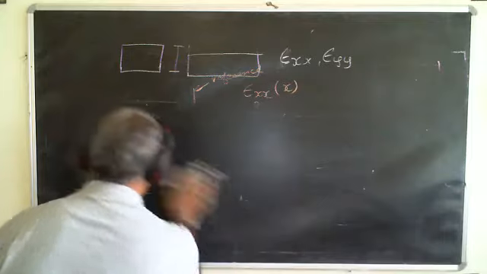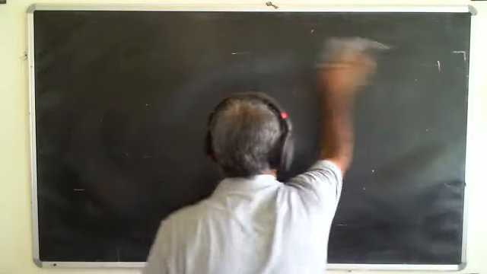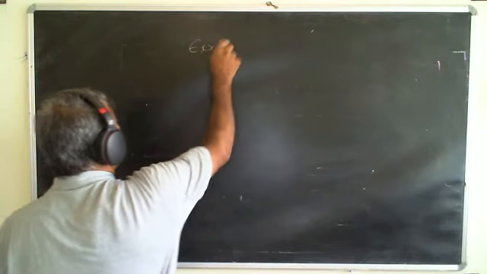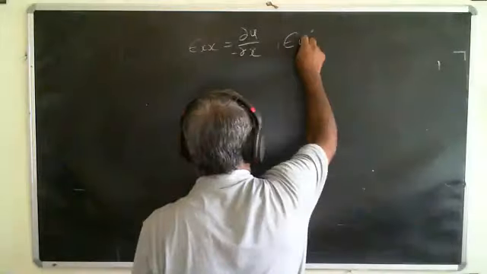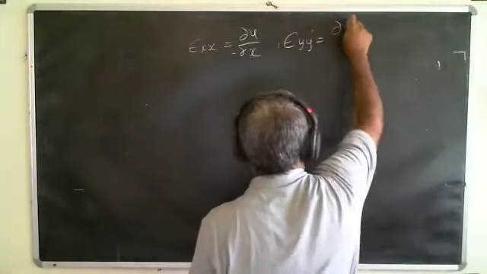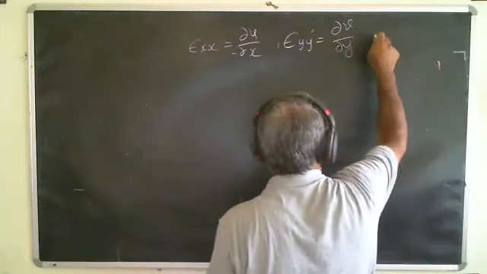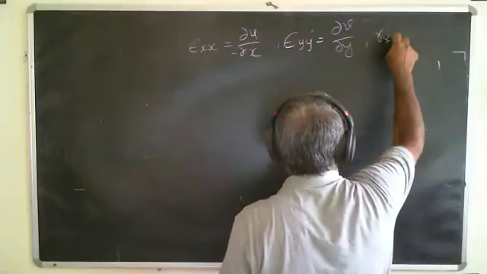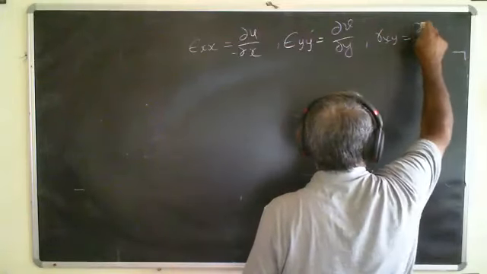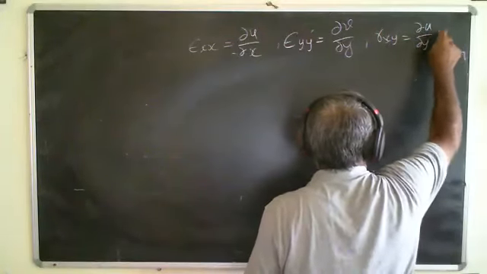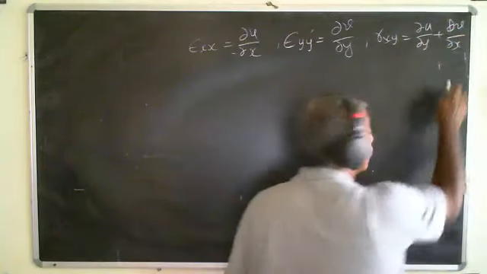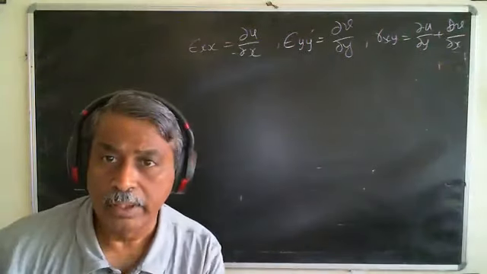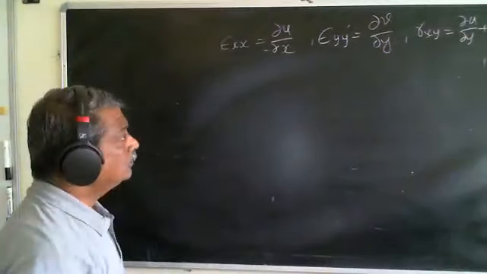So, what we found was epsilon XX is equal to dou U by dou X. Epsilon YY is equal to dou V by dou Y. And gamma XY is equal to dou U by dou Y plus dou V by dou X. Is this visible? Yeah. Okay.